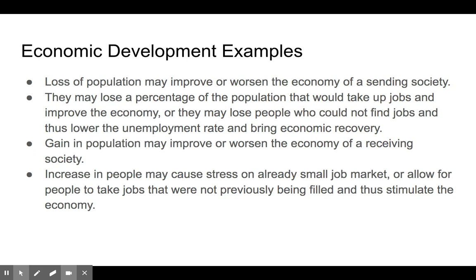A gain in population may improve or worsen the economy of the receiving society as well. Increase in people may cause stress on an already small job market, or it may allow for people to take jobs that were not previously being filled and thus stimulate the economy. It all depends on your example, whichever one you decide to use.